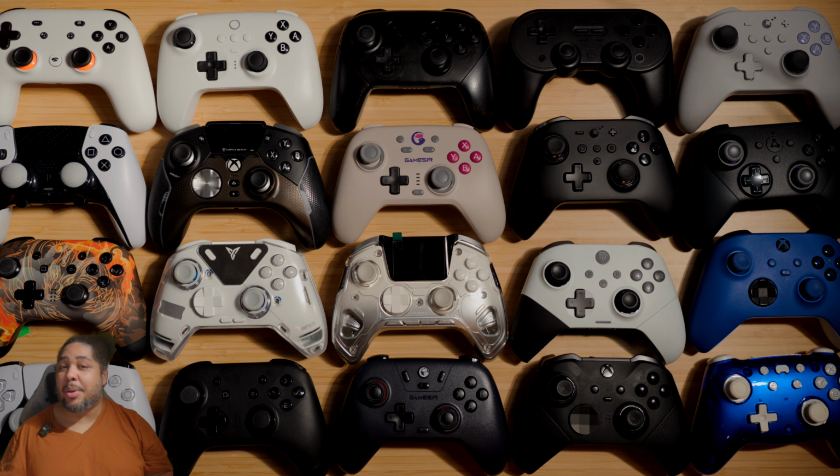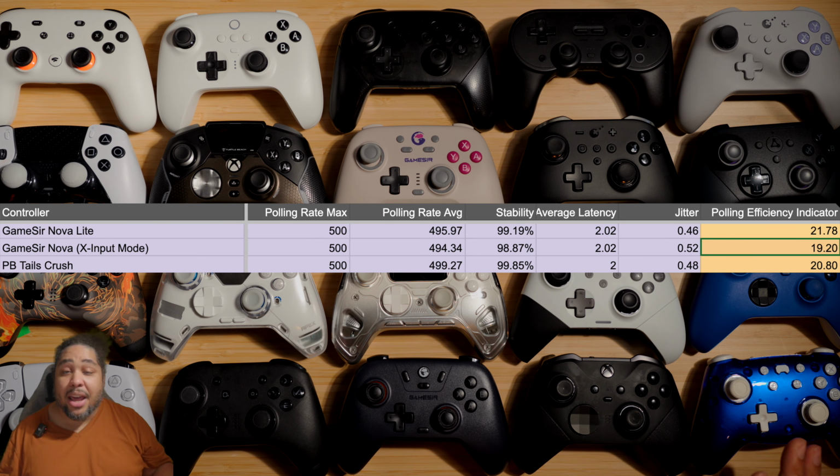You also have a 3.5 millimeter jack. There's a lot going on with this controller, and I'm not surprising anyone in letting you know that it ranks very high amongst the entire panel that we have here.